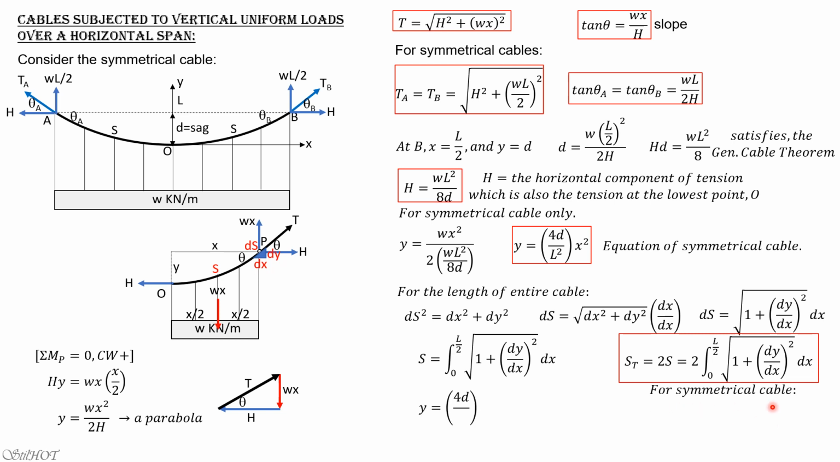So for symmetrical cable only, y is 4d over L squared times x squared. Let's derive dy/dx. If you differentiate, then dy/dx is 8d over L squared times x, because the derivative of x squared is 2x.